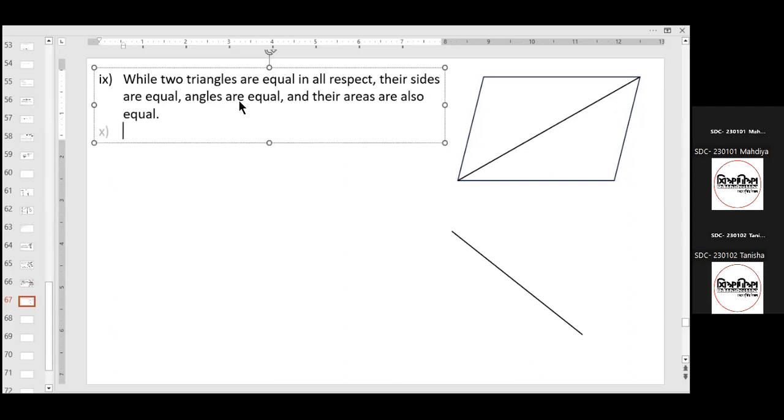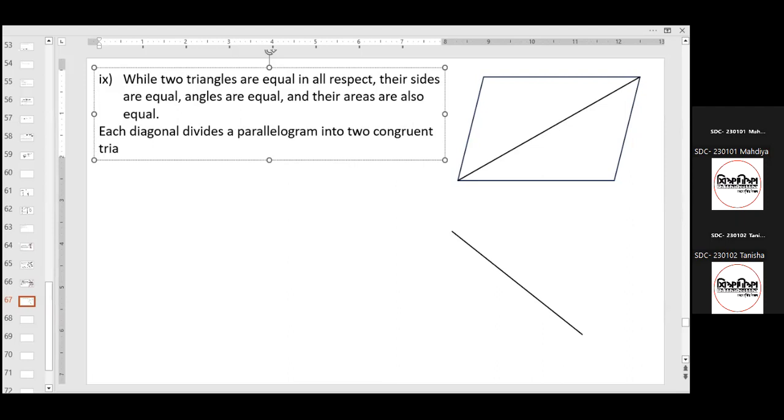So each diagonal divides a parallelogram into two congruent triangles. In one word we can say congruent. You've heard about this, right? Congruent means equal in all respects. So the areas of the two triangles formed by a diagonal are equal.